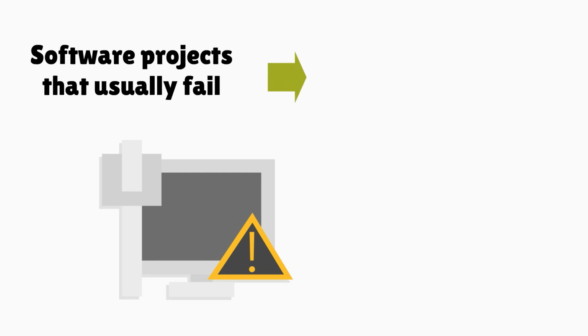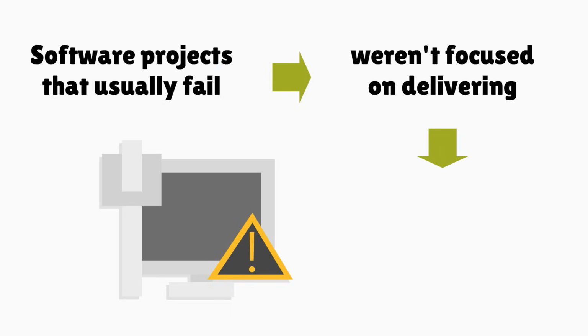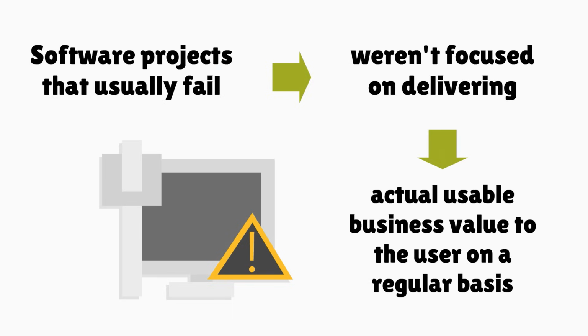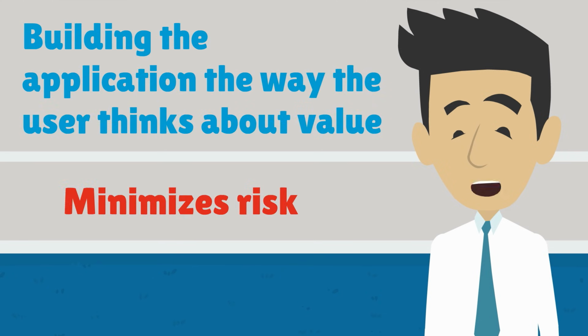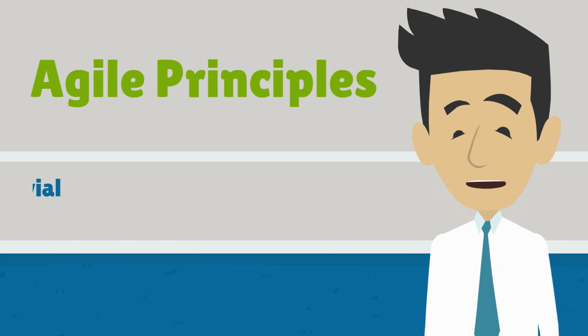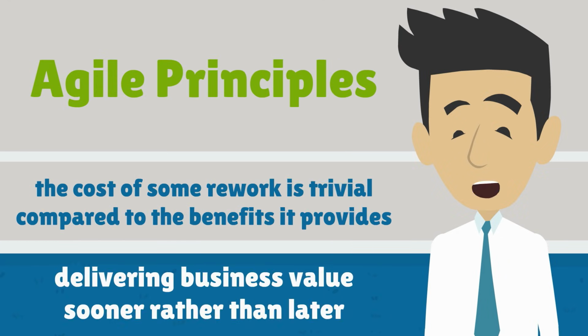However, software projects that fail usually do so because they weren't focused on delivering actual usable business value to the user on a regular basis. Building the application the way the user thinks about value minimizes this risk. If you are following the other Agile principles, the cost of some rework is trivial compared to the benefits it provides in delivering business value sooner rather than later.